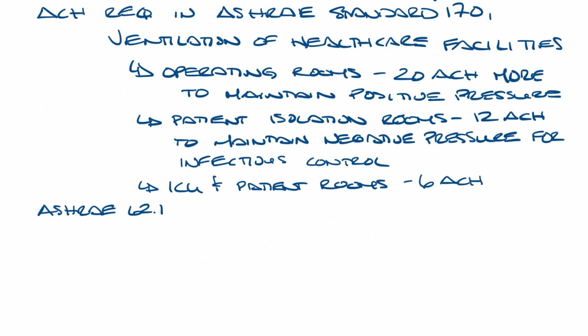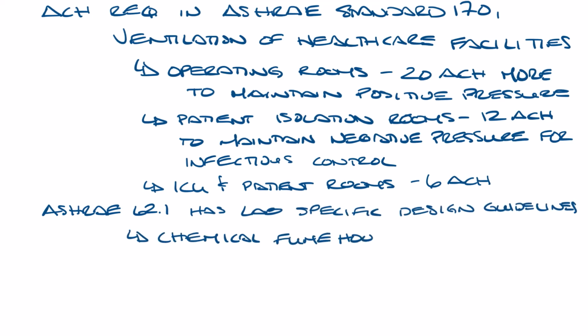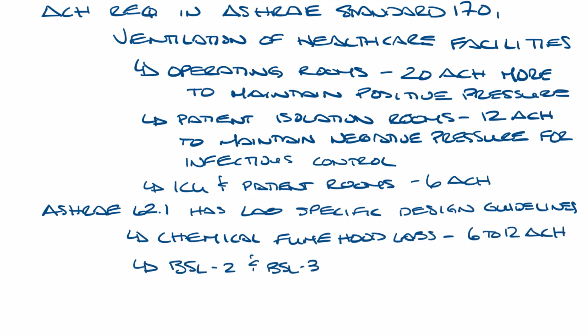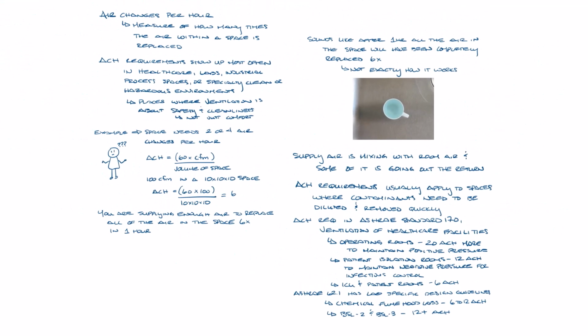ASHRAE 62.1 has some lab-specific design guidelines, such as chemical fume hood labs often require 6 to 12 air changes per hour, and biological safety labs, BSL 2 and 3, often require 12 or more changes per hour. So that's air changes per hour and why it's important.